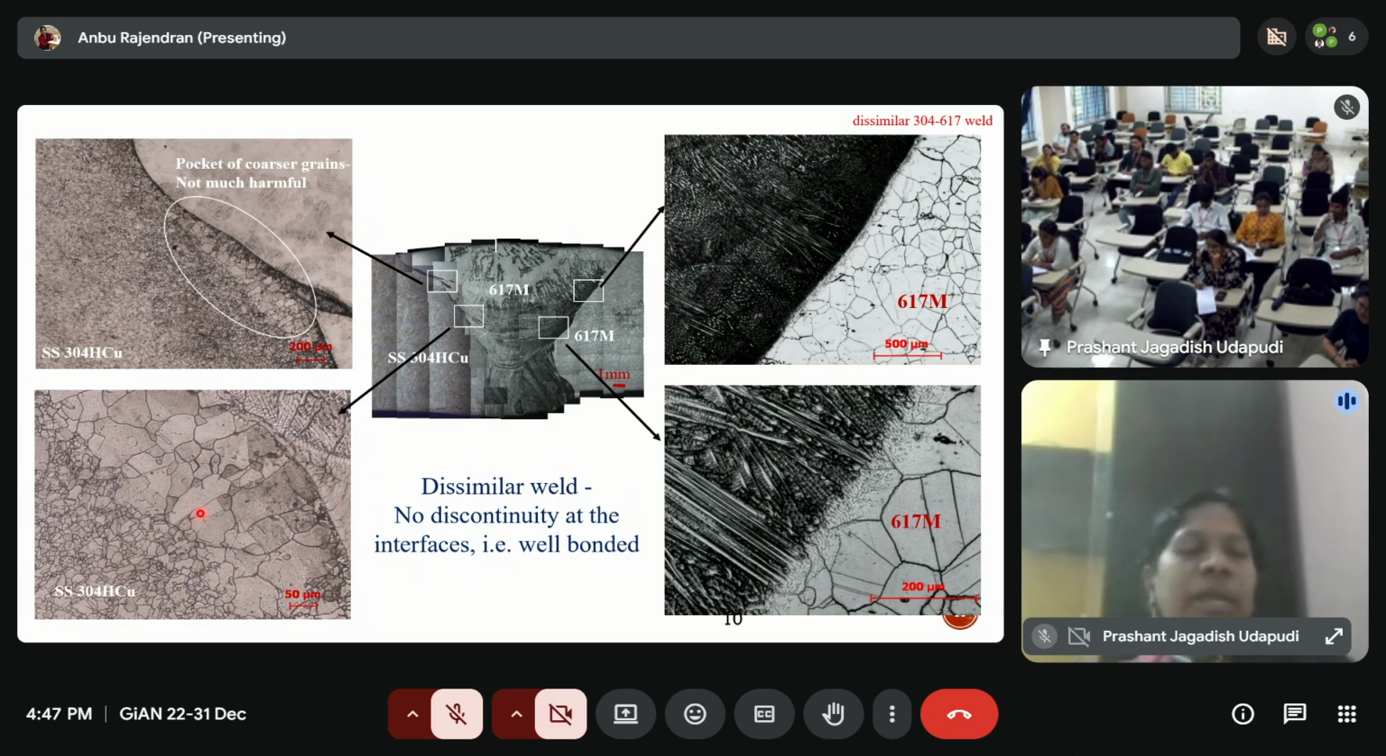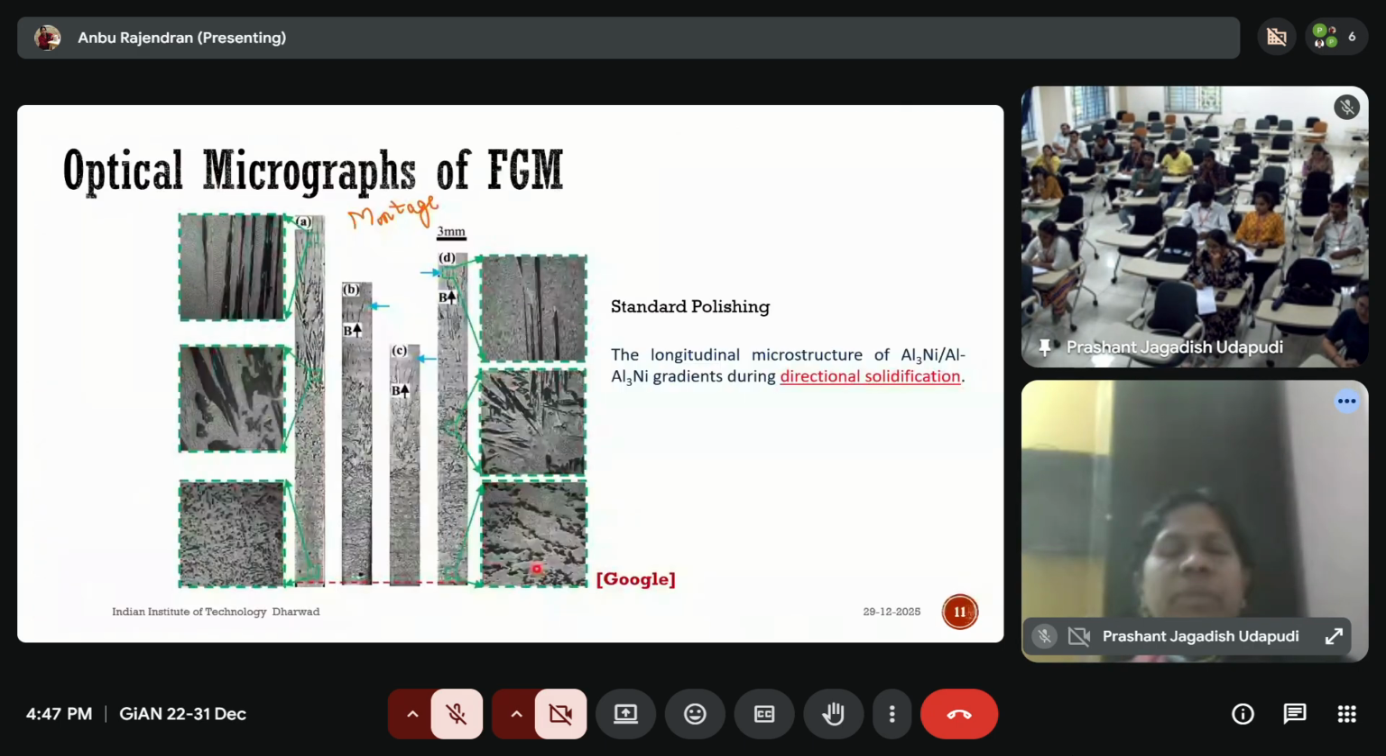Coarser grains you can find in the heat affected zone. Okay, so this is another image taken from the functionally graded aluminum Al3Ni gradient directional solidification cast alloy product. You can see the intermetallics morphology variation from bottom to top due to the directional solidification. So the gradient structure can be captured by the optical microscope.